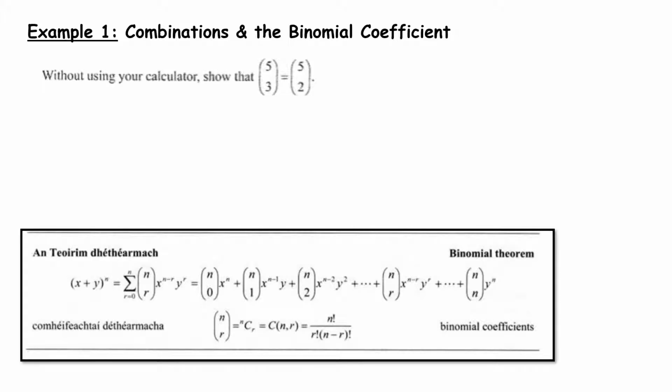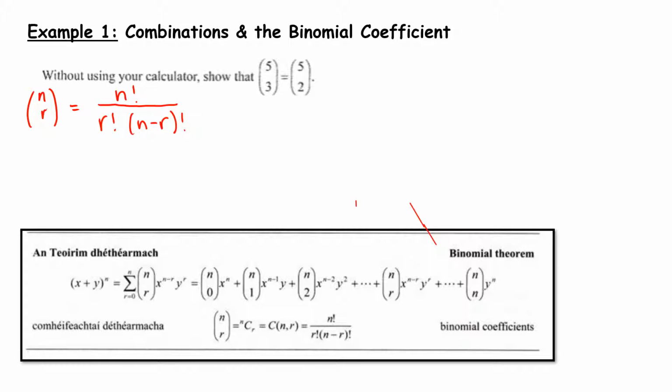I'm going to go straight to page 20 of my log tables, and I can see at the very bottom it tells me that n choose r is equal to n factorial over r factorial times n minus r factorial. I'm going to write this up so you know what I'm using: n choose r is equal to n factorial all over r factorial times n minus r factorial.